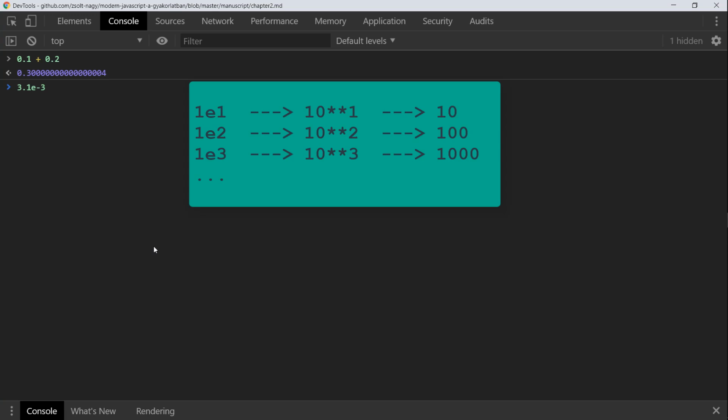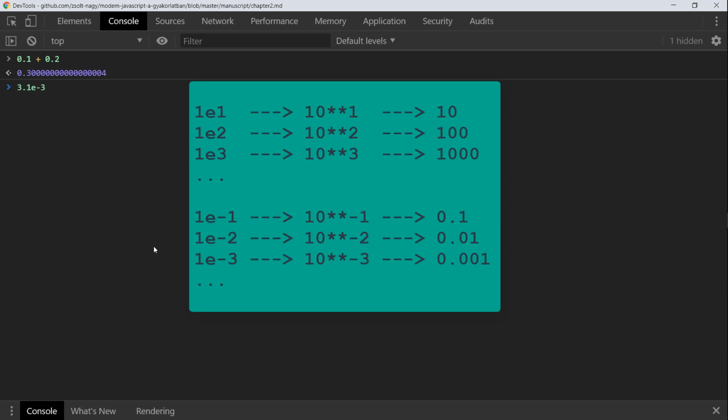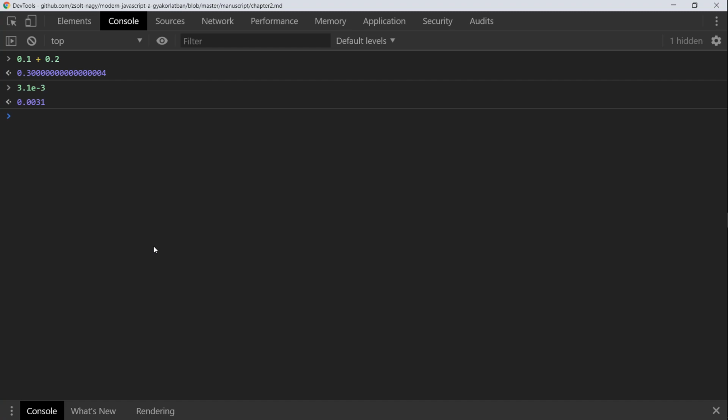It also works with negative exponents, so 10 to the power of minus 1 is 0.1, 10 to the power of minus 2 is 0.01, and so on. Here you count the number of zeros before and after the decimal point, and it's minus 1 times the exponent. Getting back to the example, we could argue that we could have written 3.1 times 10 to the power of minus 3 because we know all the operations, right? But then, if we execute this, we get a different result because of floating point arithmetic.